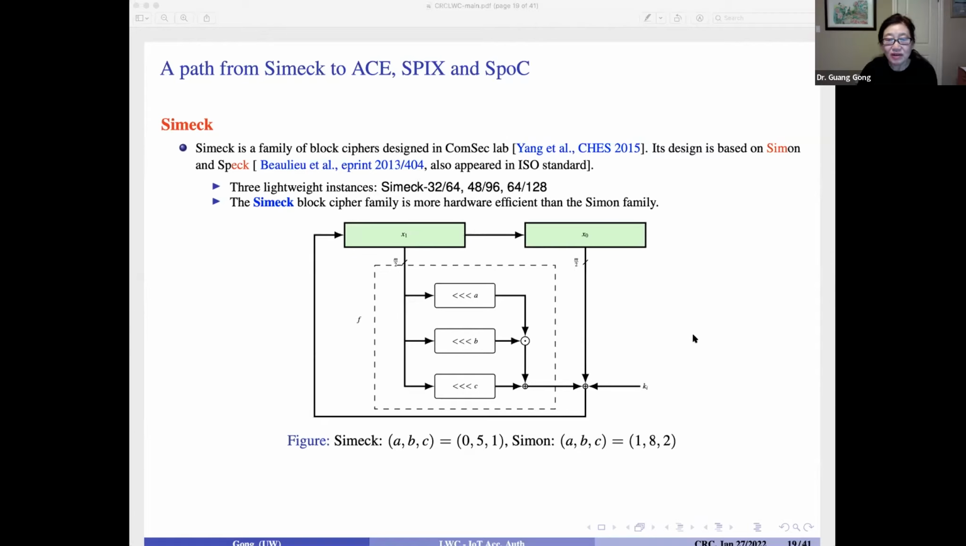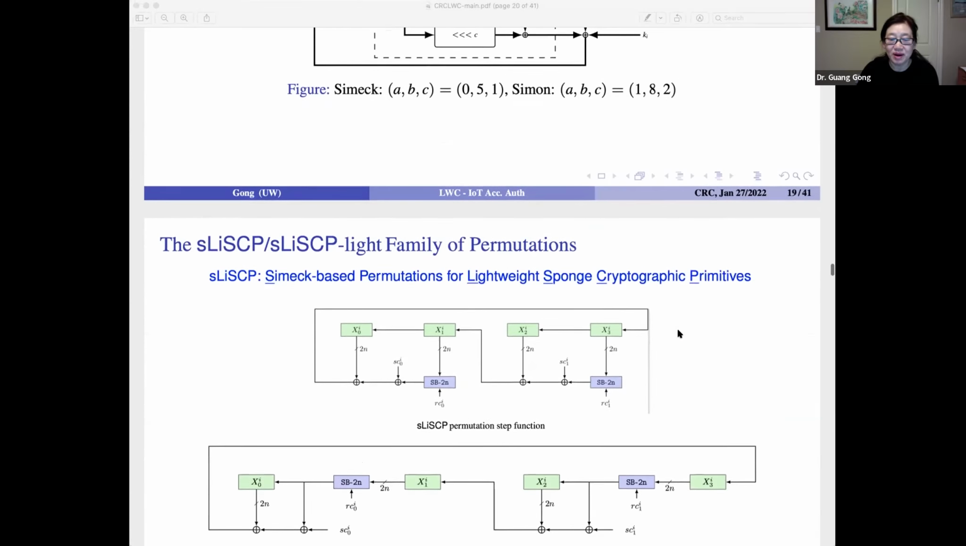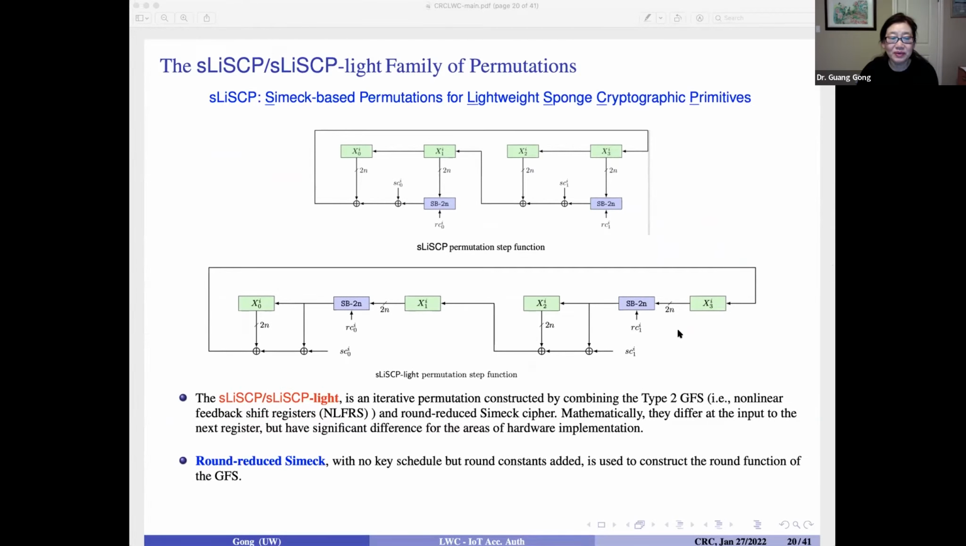Now in all of our designs, we were using this basic block as our primitive block. So this is what we had before. One block is a Simeck block, and we were using two Simeck blocks. This is what we call the Simeck-based permutation for lightweight spongy cryptographic primitives, which we shorten as the NIST. Then from this design, we still need actual registers when doing the implementation.